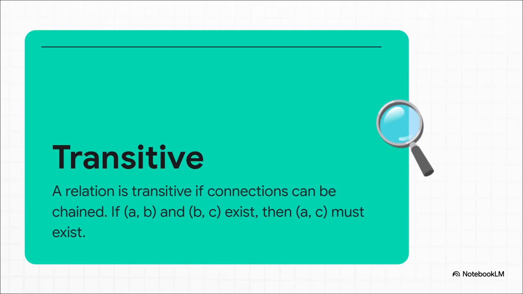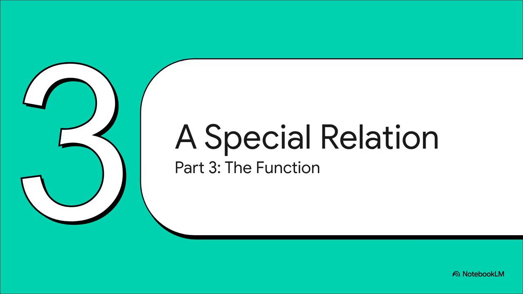And finally, there's transitive. This one is all about chain reactions. If A is connected to B, and that same B is connected to C, a transitive relation guarantees that A gets to skip the middleman and connect directly to C. Think about "is less than." If 3 is less than 5, and we know 5 is less than 10, then it's a sure thing that 3 is also less than 10. So, relations are pretty cool.